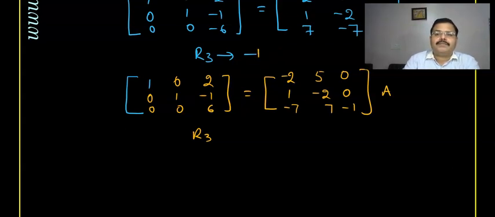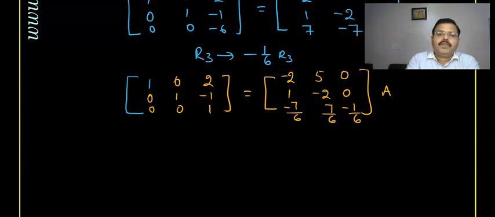I should write here minus 1 by 6 R3. So minus minus plus and 6. So that will be 7 by, let me write this, minus 7 by, this will be 1. This will be 1 and that will be minus 7 by 6, 7 by 6 and 1 by 6. So now using R3, you have to make this to 0.